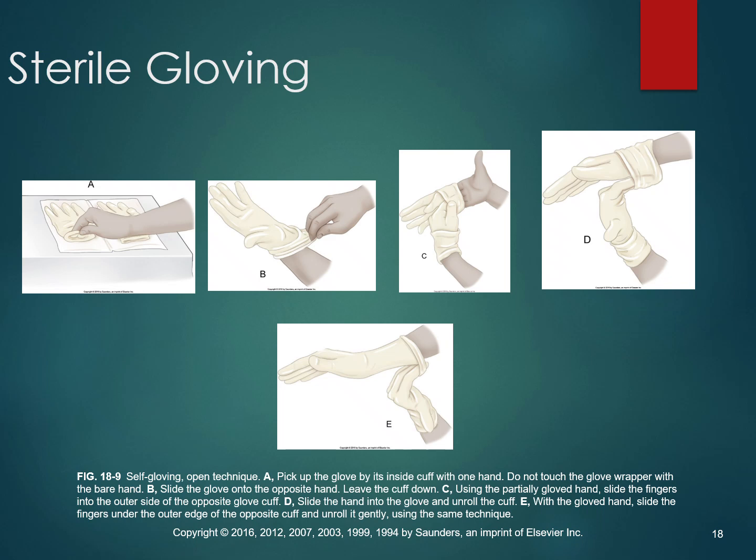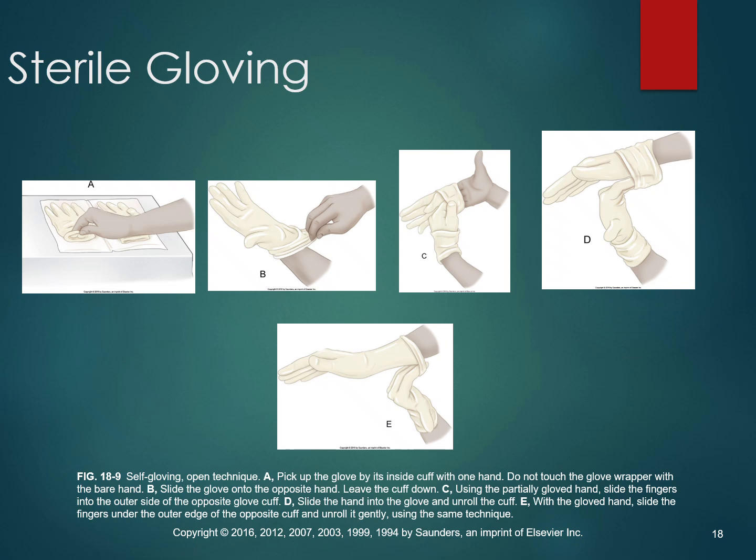All right, let's talk about putting on sterile gloves then. So this is the self-gloving open technique. All right, so pick up the glove by the inside cuff with one hand. Notice the cuff is folded over. Do not touch the glove wrapper with the bare hand. In B, you then slide the glove onto the opposite hand, leaving the cuff down.